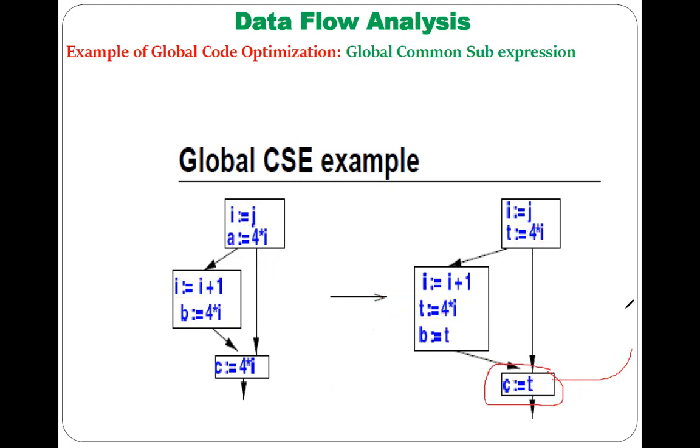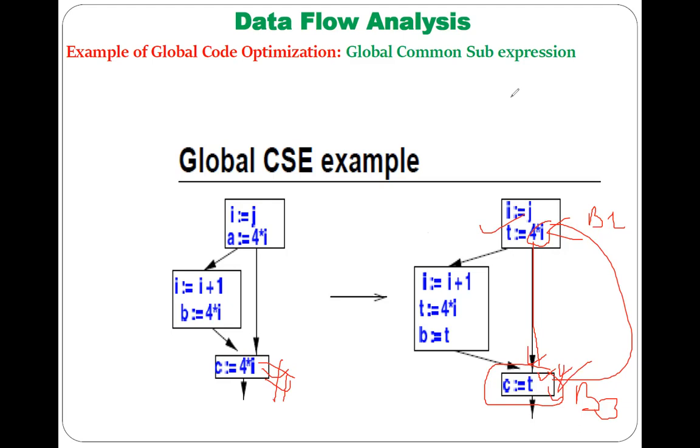Now, in order to do this code optimization in B3, you need to interact with the B1, because in the B1 you are utilizing a temporary variable. You are assigning the value of 4 into I to the temporary variable, and instead of recomputing it again at this point, you are directly utilizing T, because 4 into I is an available expression for B3, and that is the reason you can remove this common subexpression.